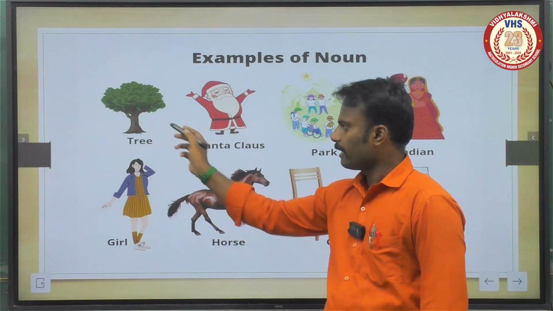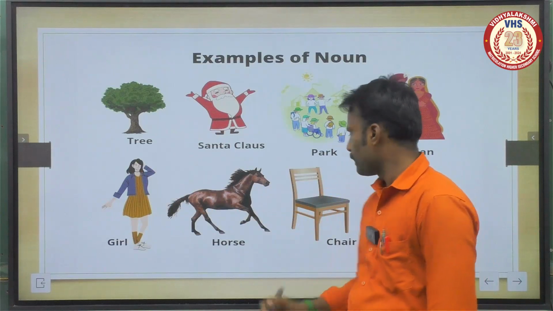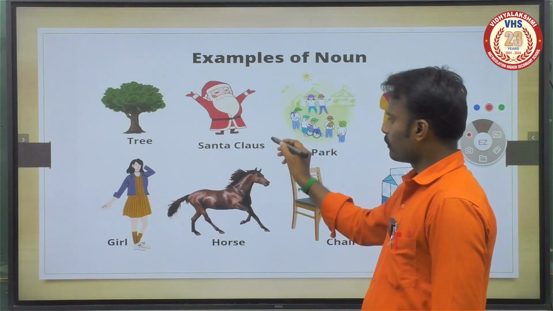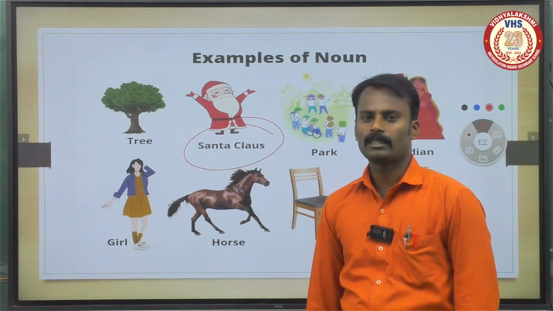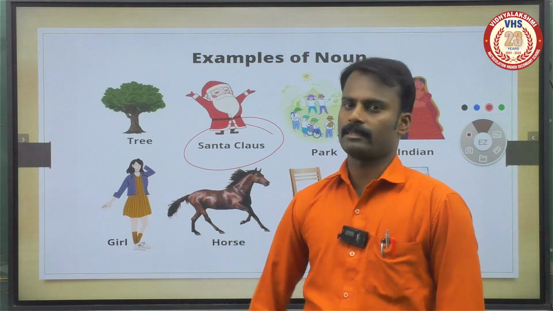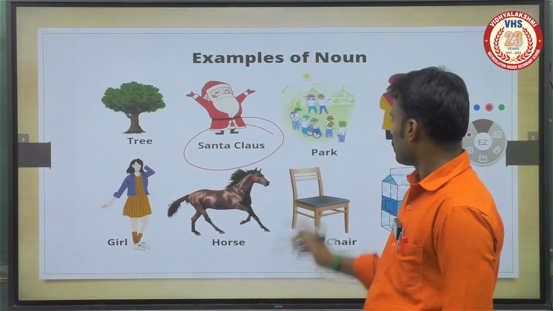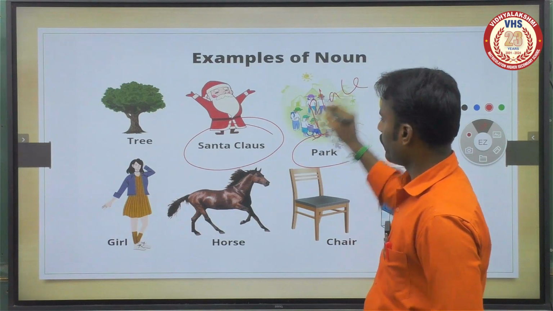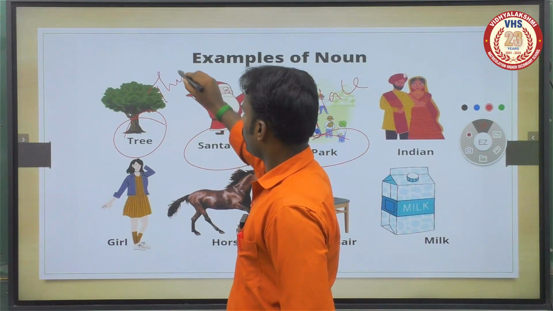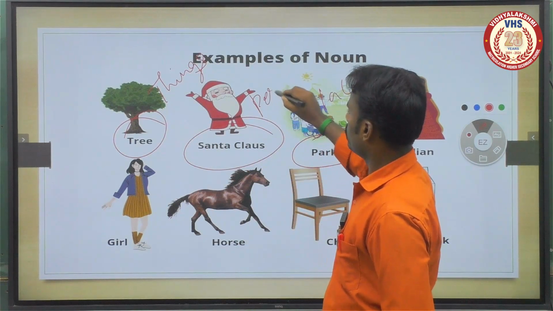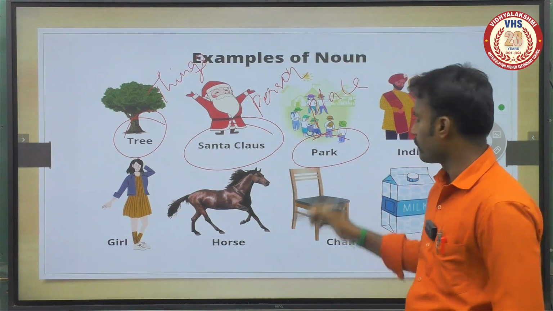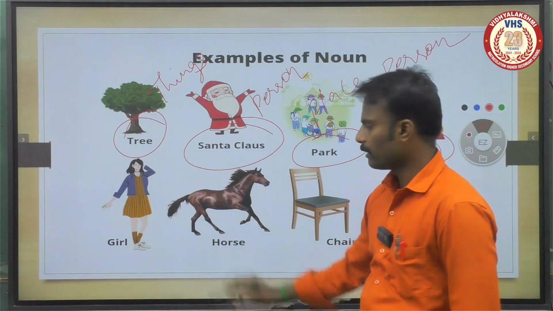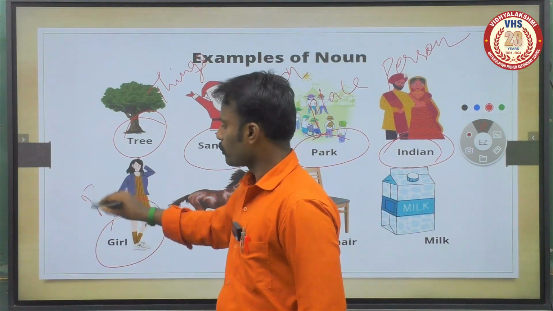Tree. It is a name of a thing. Next, Santa Claus is a name of a person. Park. This is the name of a place. Tree is a name of a thing. This is a person. This is a park, a place. Here, Indian. This is also a person. Here, girl. She is also a person.